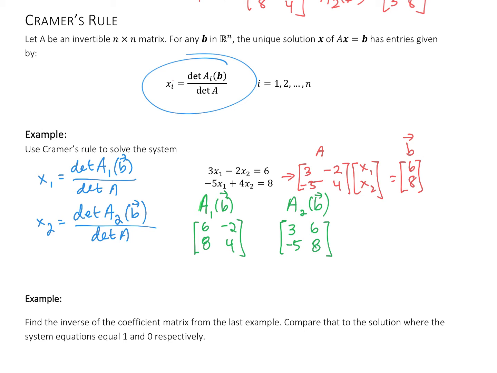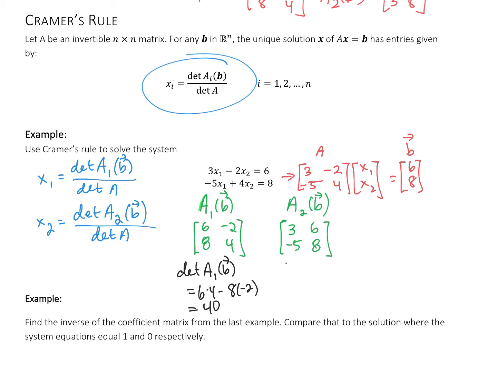Now we need some determinants. We need the determinant of this one. That's equal to 6 times 4 minus 8 times -2, which is going to give me, if I can do math, which we've determined most of the time I can't, 40. 40.